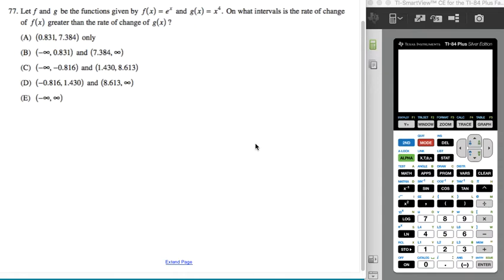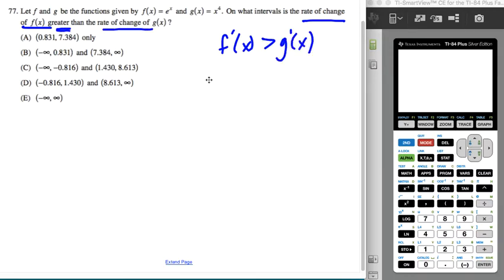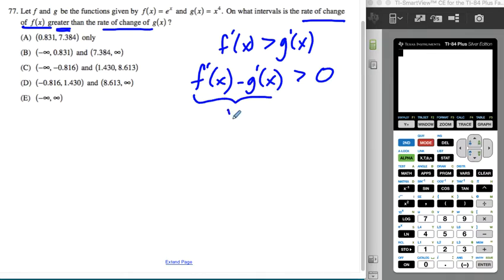All right, so this is definitely a calculator required problem because you can look at the answers. So we're given an f and a g, and we're asked on what intervals is the rate of change of f, right? So rate of change of f is the same as f prime of x, greater than the rate of change of g. So we're being asked, when is f prime of x greater than g prime of x? The easiest way to do this is to subtract the g prime of x over and find when this thing, which we're going to call our y1, is above the x-axis.